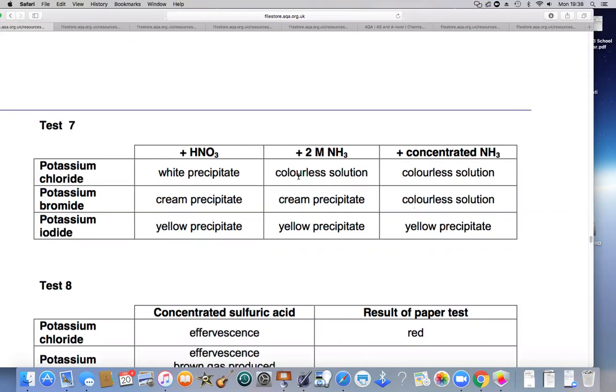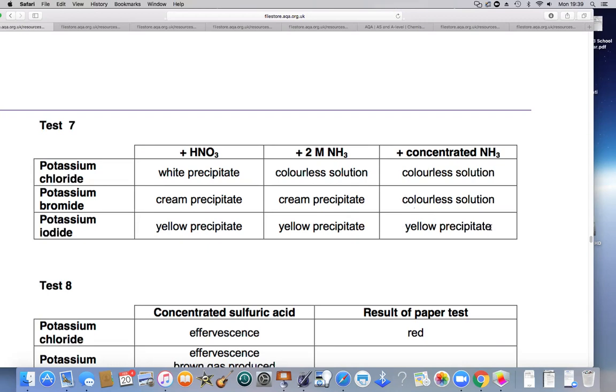Now, sometimes it's hard to tell the difference between the colours. You can use dilute and concentrated ammonia to help you here, because the precipitate that's formed, the silver chloride, the white precipitate, will dissolve in dilute ammonia. The silver bromide and the silver iodide do not dissolve in dilute ammonia, so they'll still be there. But if you use concentrated ammonia, any silver chloride that's formed will dissolve really easily. The silver bromide, the cream precipitate, will also dissolve in concentrated ammonia.